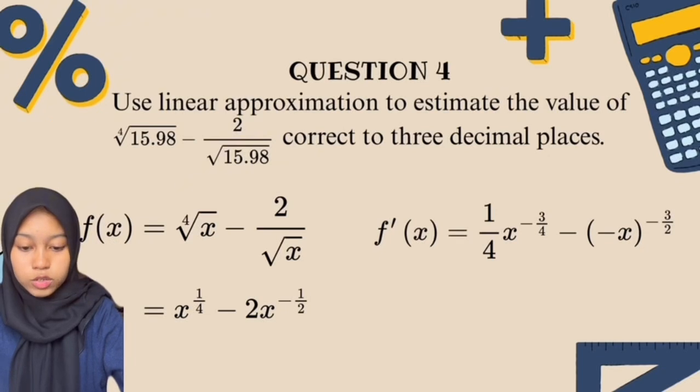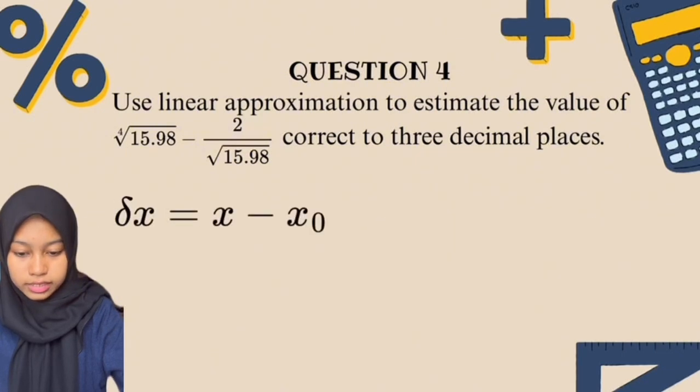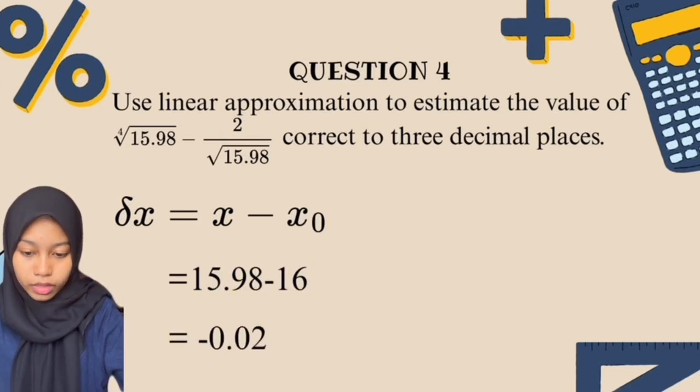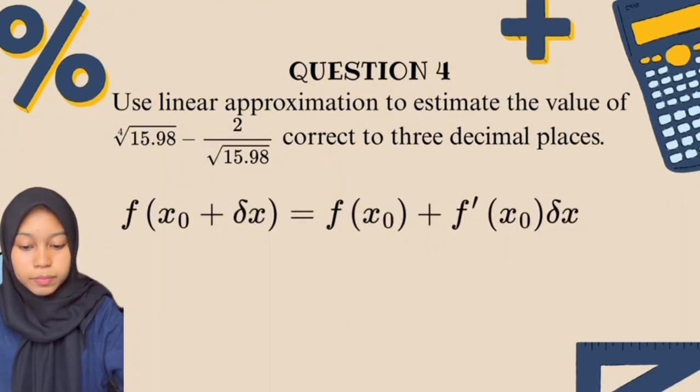Then, we choose a value close to 15.98 that is easy to calculate, which is 16. Now, we find delta x. The formula is delta x equals x minus x now. 15.98 minus 16. So, delta x equals negative 0.02. After that, we use the differential formula. f of x is approximately equal to f of x now plus f prime of x now times delta x.